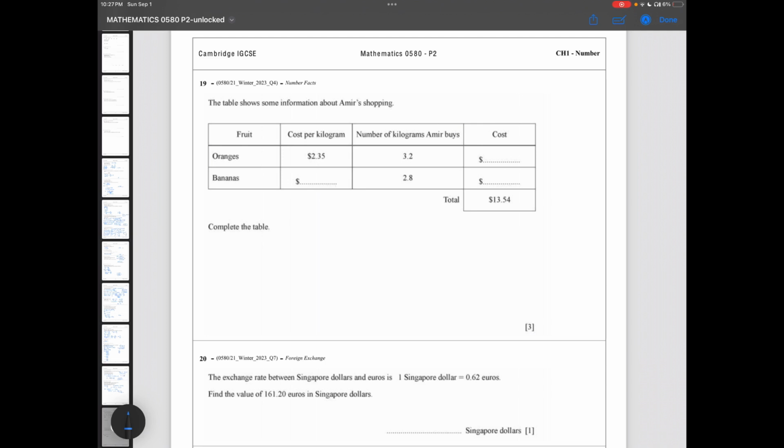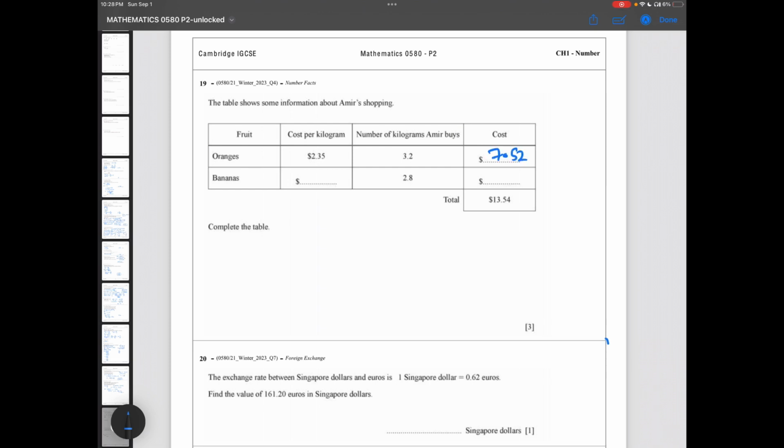So this is very simple. We just multiply 3.2 with 2.35 and we will get the total cost of oranges, right? One kilogram of orange costs 2.35, so 3.2 kilograms of orange will be 3.2 multiplied by 2.35. This is equal to 7.52.